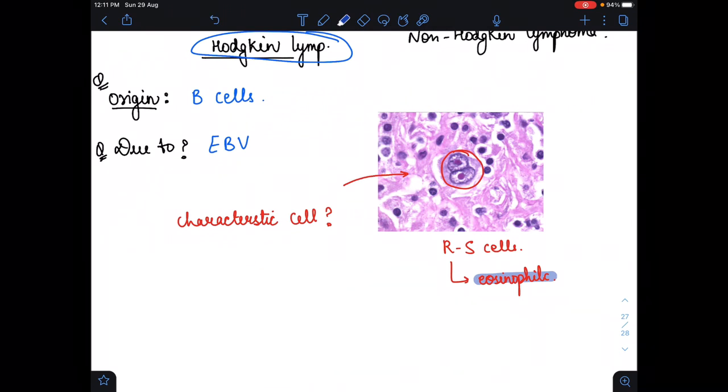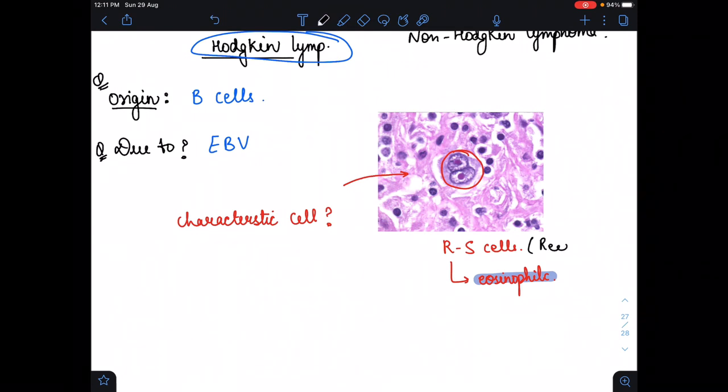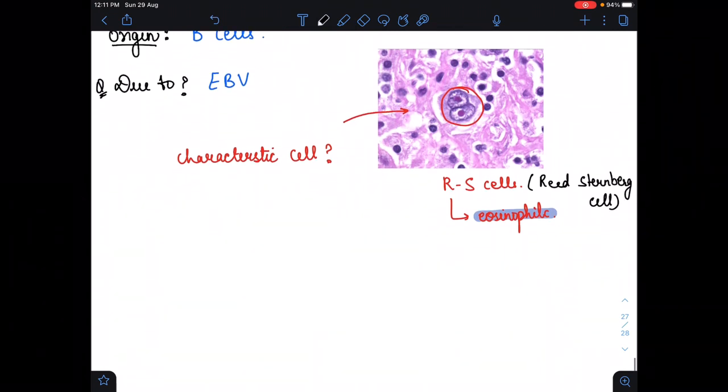It is the characteristic cell of Hodgkin lymphoma. I am not telling you that it is a characteristic marker, I am telling you it is a characteristic cell. So the characteristic cell of Hodgkin lymphoma is the Reed-Sternberg cell, the RS cell.